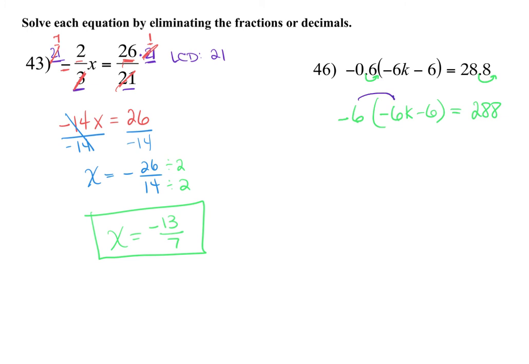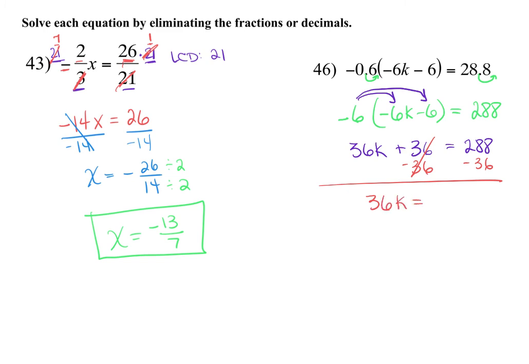I have -6 times -6k is positive 36k. I have -6 times -6 is positive 36. That equals my 288. Both sides are simple, so I'm just going to subtract. Subtract my 36 from both sides. It cancels here. I'm left with 36k equals, just subtract, I get 252. All right. Now, when you started with decimals, you want to actually do long division if you need to.